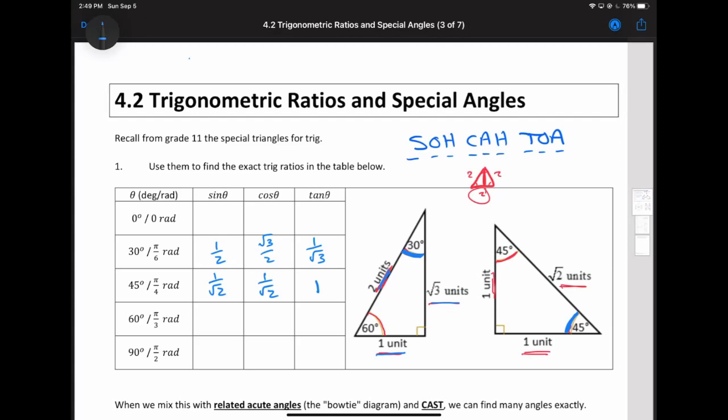60 degree angle, going back to our first triangle, 60 degree angle. Opposite over hypotenuse is root 3 over 2.